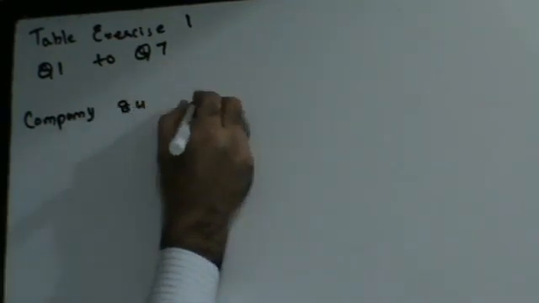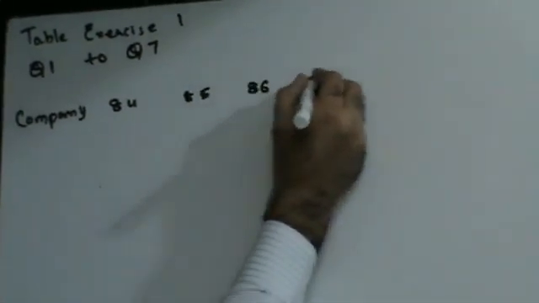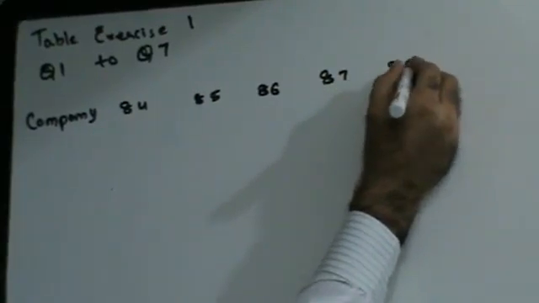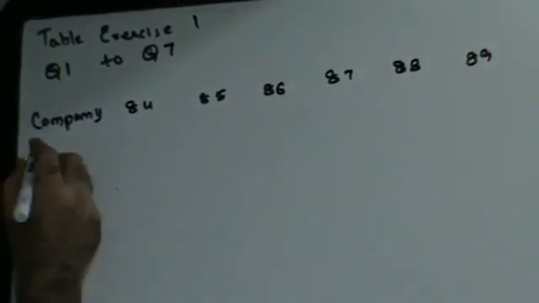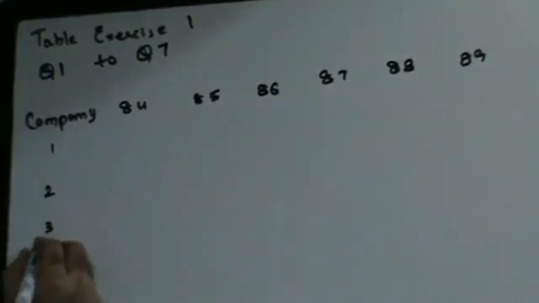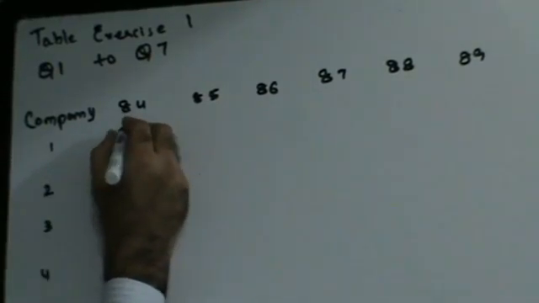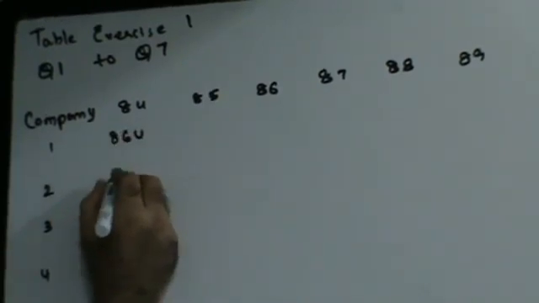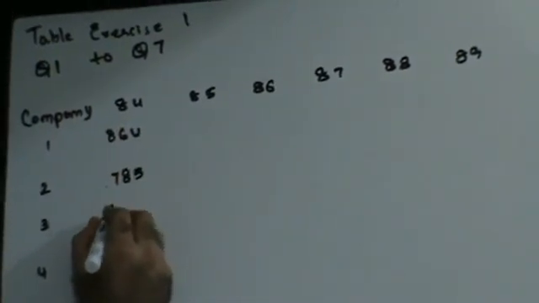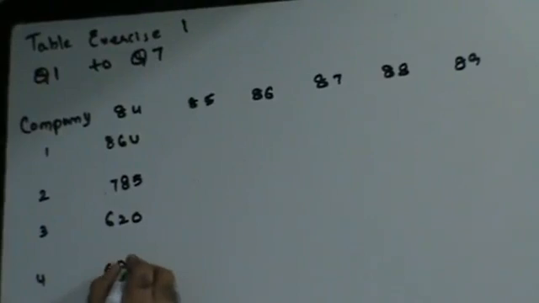Company. Years: 1984, 85, 86, 87, 88, 89. 5 companies data is given to you: 864, 785, 620, 685, 735.